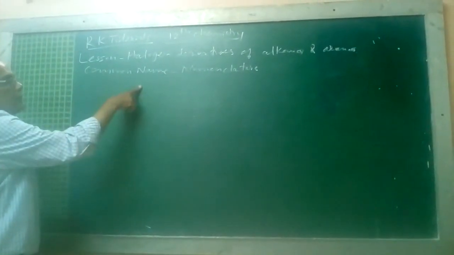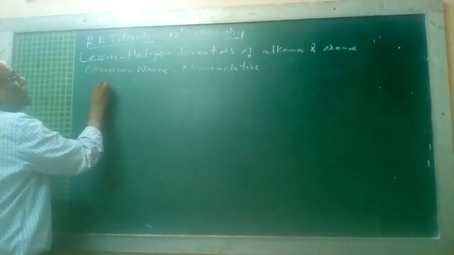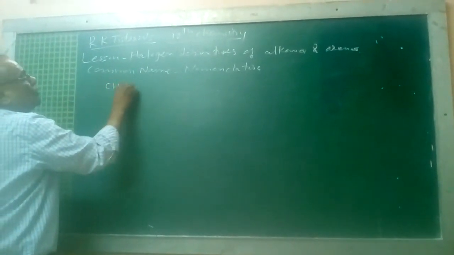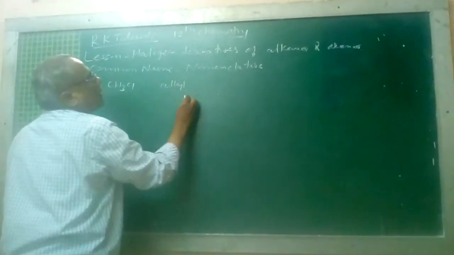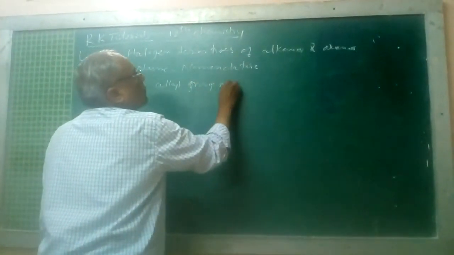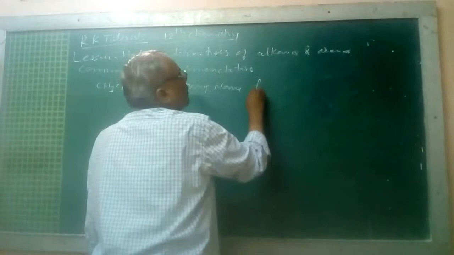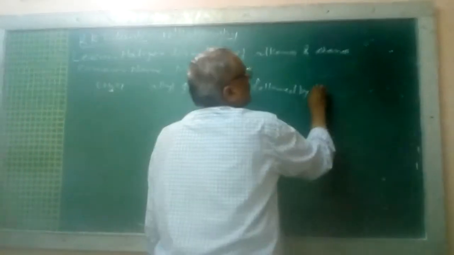First is the common name. Here, while giving the name to the alkyl halides, first of all we write the name of the alkyl group, followed by the halide name.